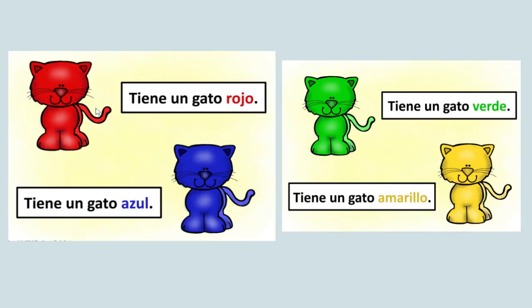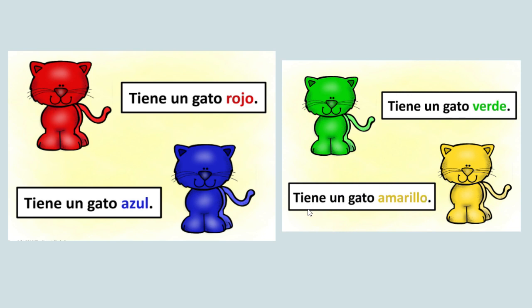Tiene un gato rojo, tiene un gato azul, tiene un gato verde, tiene un gato amarillo. So in Spanish, the color comes after the noun that it's describing. So the color is the adjective. El gato is the noun. So that's why it looks different, order-wise.